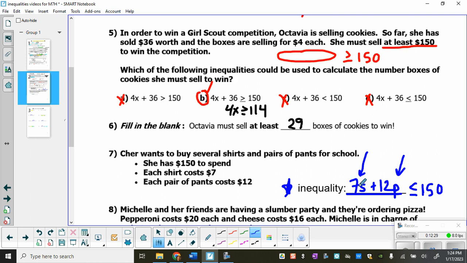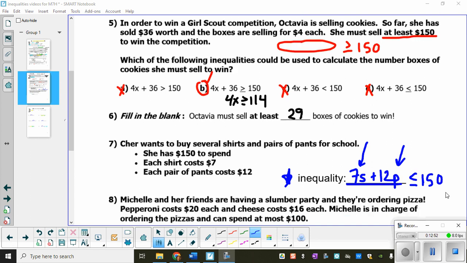Now this school year, we haven't done anything with solving variables if there's more than one variable, like an S and a P here. And eventually this is something you guys are going to be exploring next year in 8th grade for algebra, but I just wanted to kind of point out how that looks right now this school year. $7 for the shirts is 7S, $12 for the pants would be 12P, and all of that just needs to be less than or equal to the 150 that she has to spend.